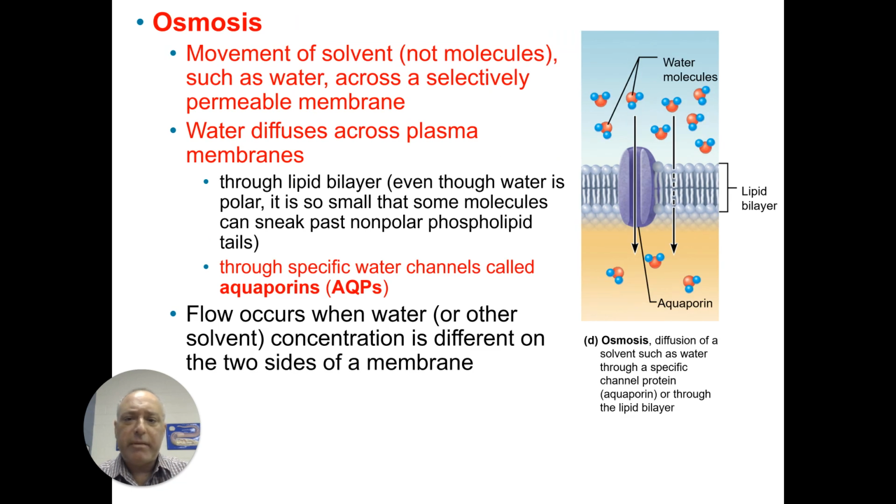So osmosis is a movement of solvents such as water across a selectively permeable membrane from an area of high concentration to an area of low concentration of water. Okay, and osmosis is going to occur through aquaporins.